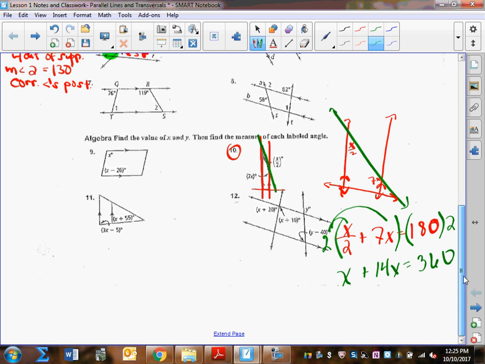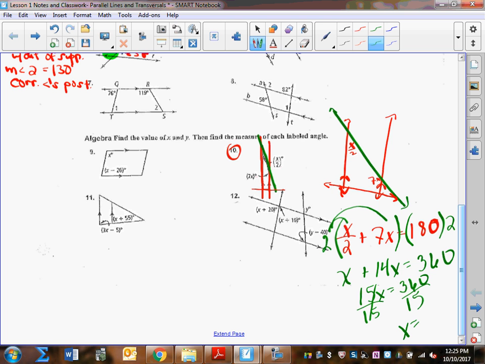Okay? So now we've got x plus 14x, so that's 15x equals 360. And we want to divide by 15, but we don't use our calculators in here, so let's think about how we can work smarter, not harder, to get our answer. 360 divided by 15. I wouldn't expect you to know this just from memory, so let's reason through it.